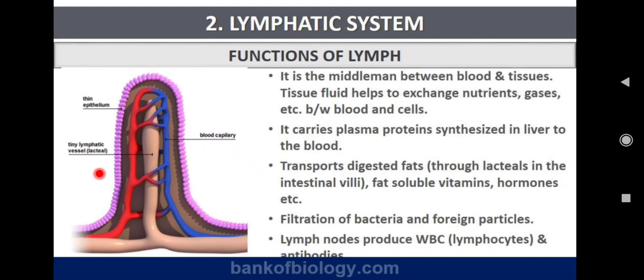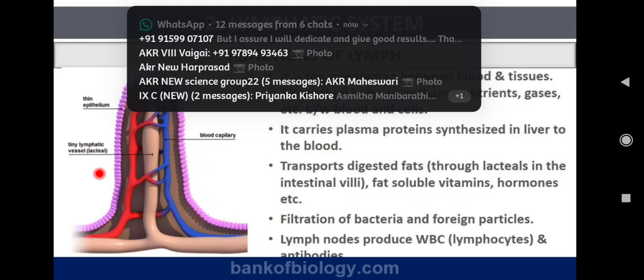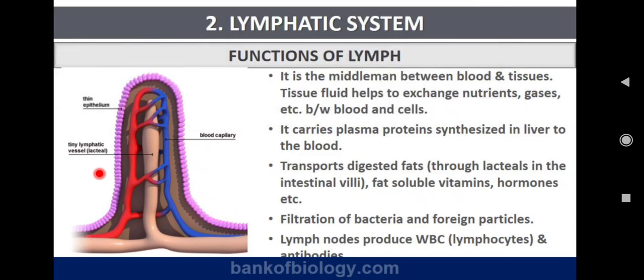And what are the functions of this lymph is the concept. Lymph plays an important role. Later in the 12th standard also you are going to study about lymph, so please make a note of it. Lymph is the middleman between blood and tissue. The tissue fluid helps to exchange nutrients and gases between the blood and cells. That is the function of this lymph.